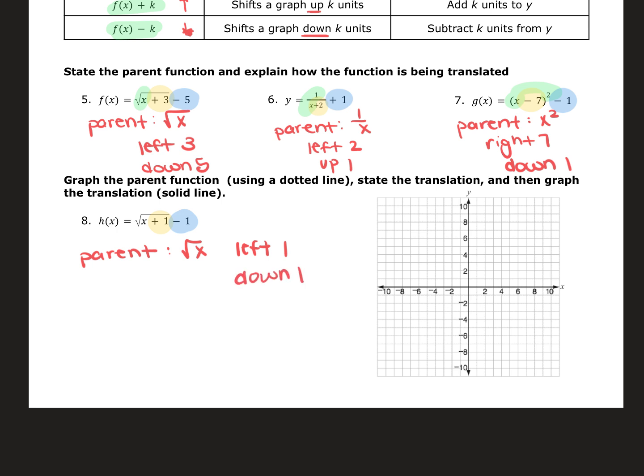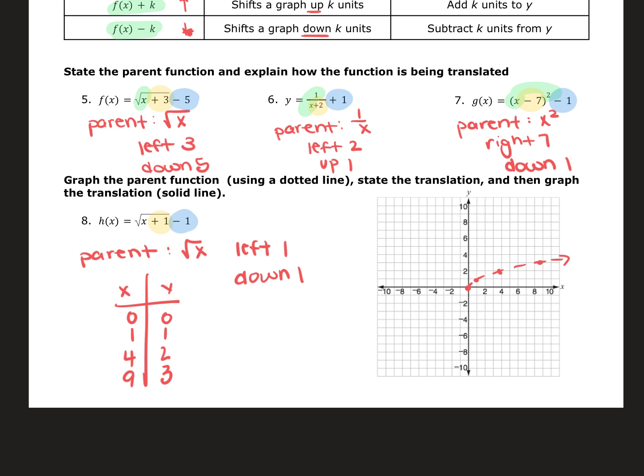So what I'm going to do is I'm going to think about my table for my parent function of the square root, which was 0, 1, 4, 9, and then 0, 1, 2, 3. So I'm going to graph that first. 0, 0, 1, 1, 4, 2, 9, 3. Dotted line for this one. Okay. And now I'm going to graph the translated function.